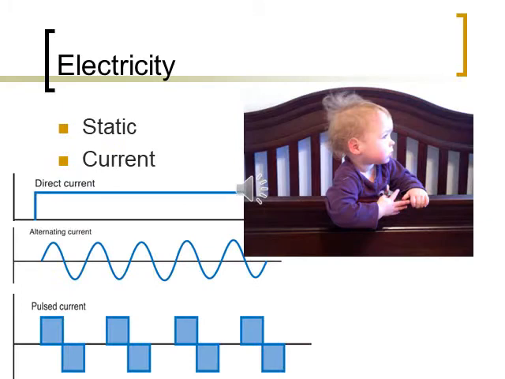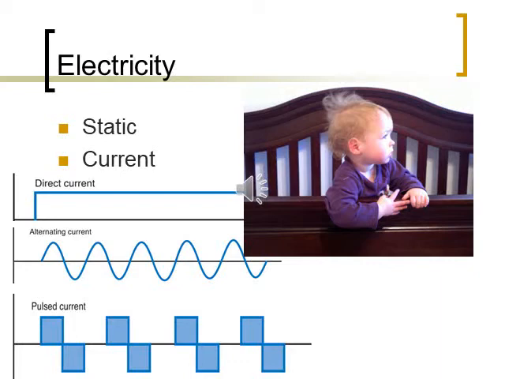When we look at electricity, you basically have two broad types of electrical current. You have static and you have current electricity. Static electricity is what you commonly see: you rub two surfaces together, and that creates a small amount of electricity based upon the friction between the two surfaces rubbing together.